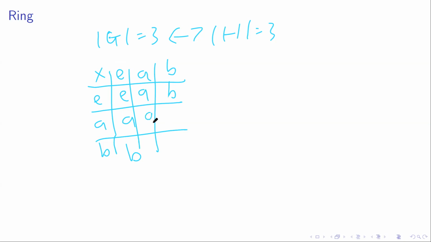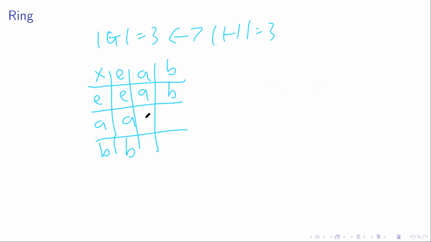Okay, can it be A? No, right? Why can it not be A? Because if A and A is A, but A and E is also equal to A, then it means that A is equal to E, which is not true. So this must not be A.